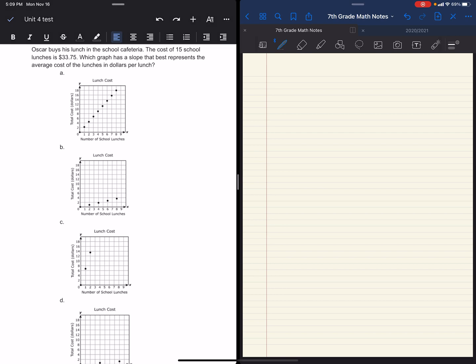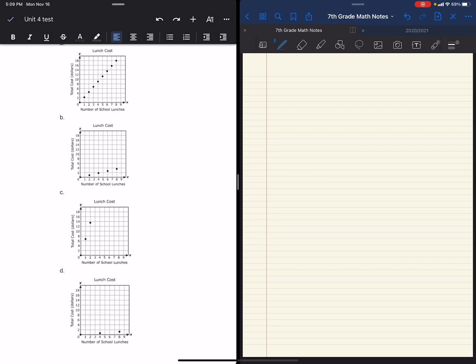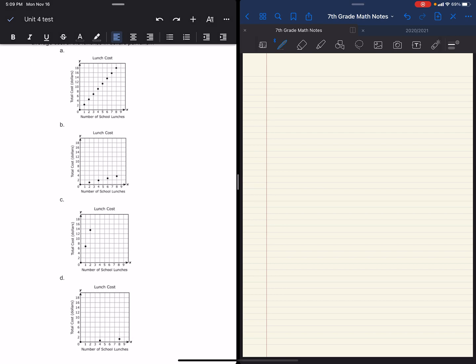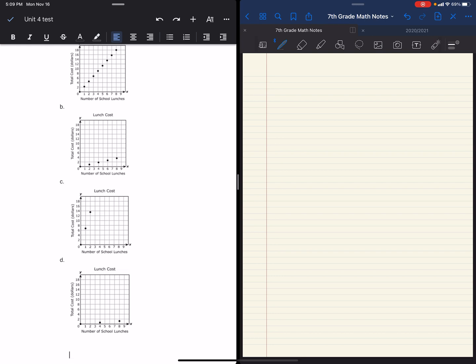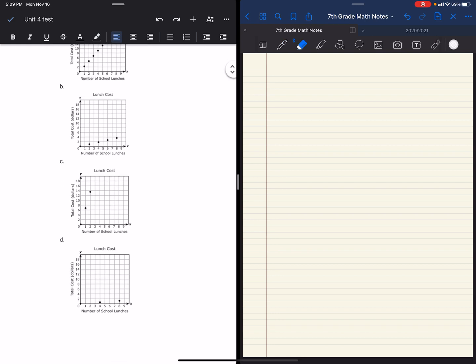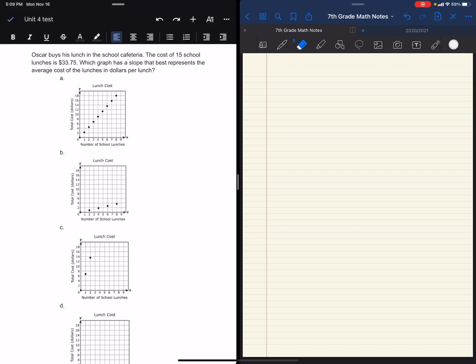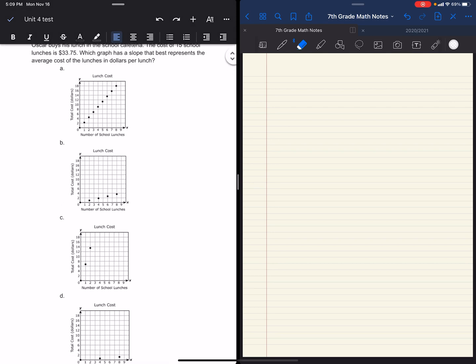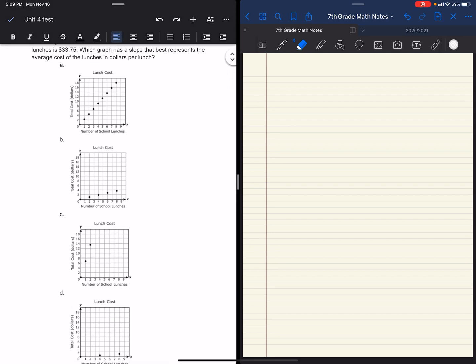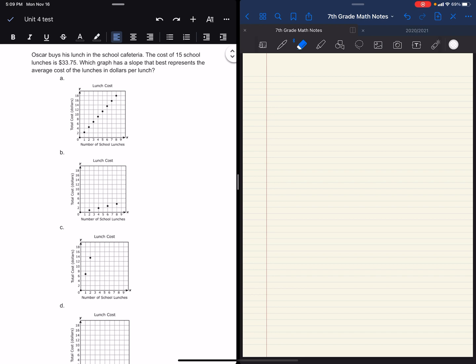You see A has a pretty steep line there. B has a pretty flat line. C looks awkward, and so does D. But it looks like all of them have the x-axis of the number of school lunches and the y-axis total cost in dollars, and they're all the lunch cost. So first, let's find out what the slope is.